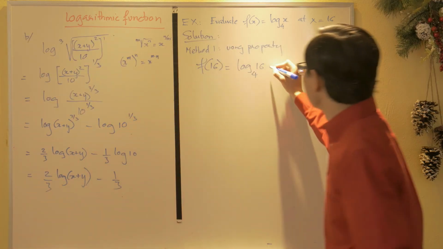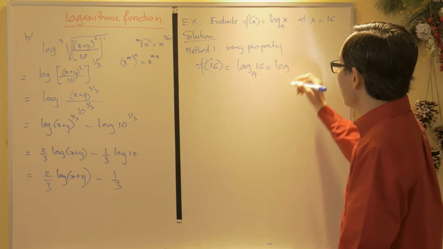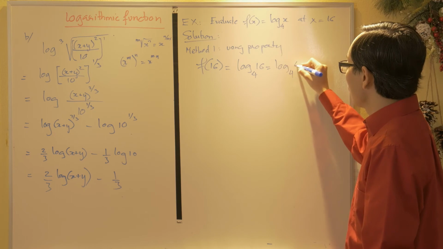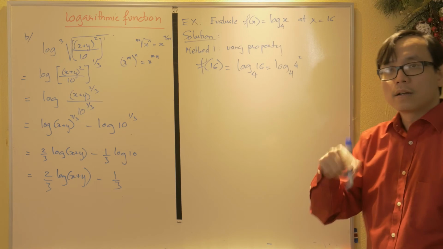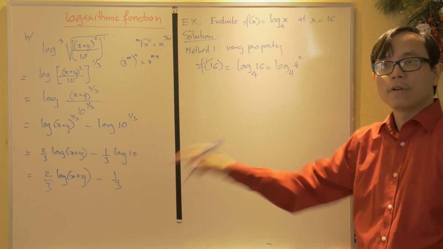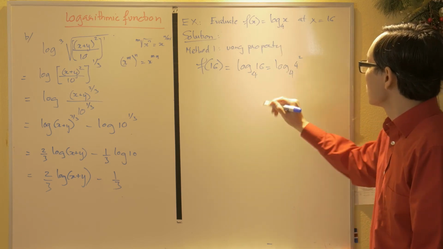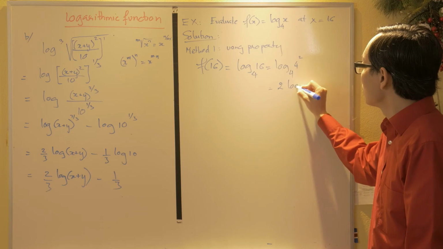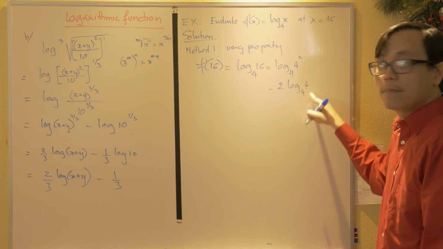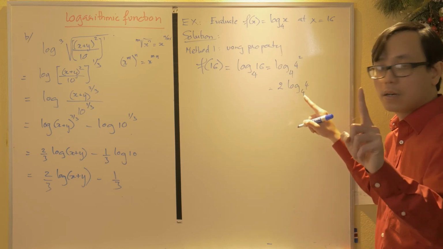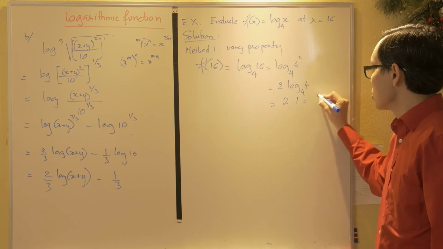So for 16, if I use the property and the old exponential formula, I can rewrite 16 as 4 squared. And remember the third property: I give you log base b of a to the c, you can bring c to the front. So I can bring 2 to the front. It's 2 log base 4 of 4. And log base b of b, here log base 4 of 4, if it is the same, gives you 1. So 2 times 1 is 2.